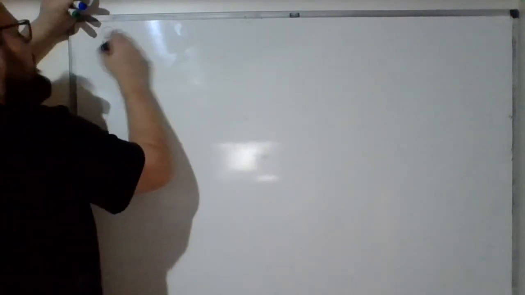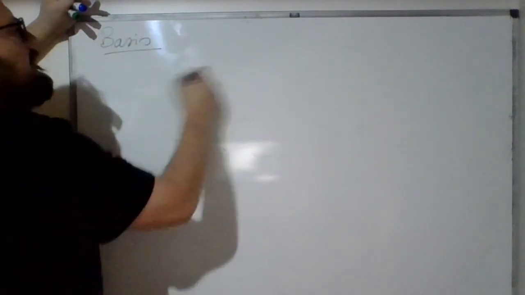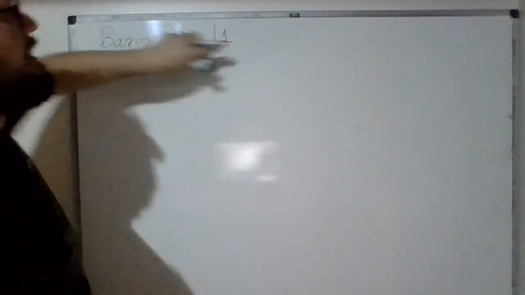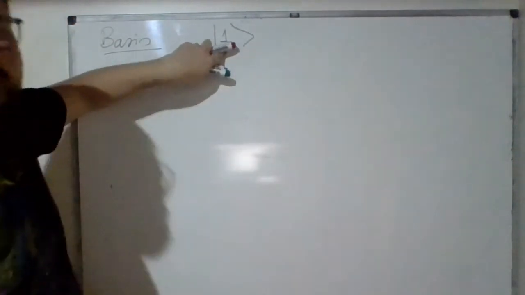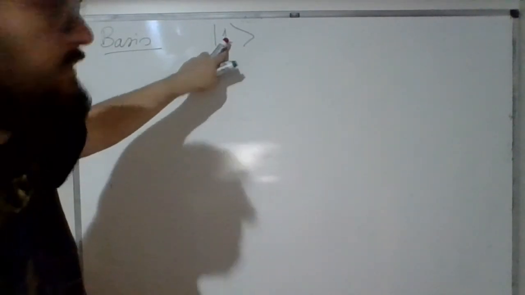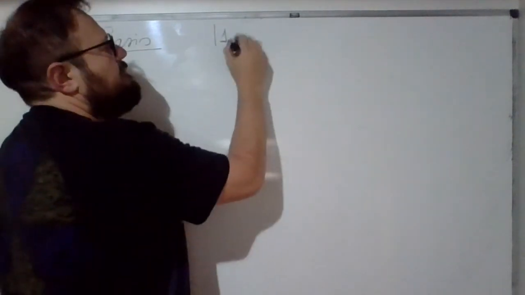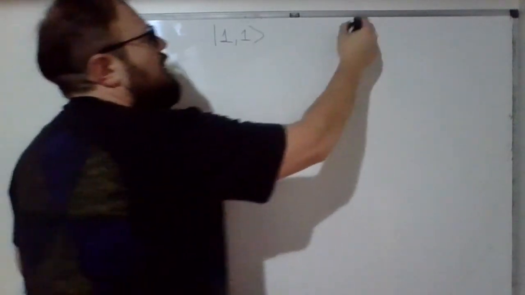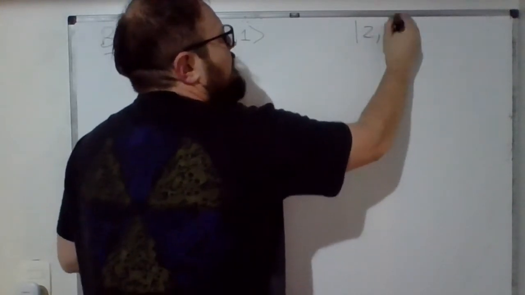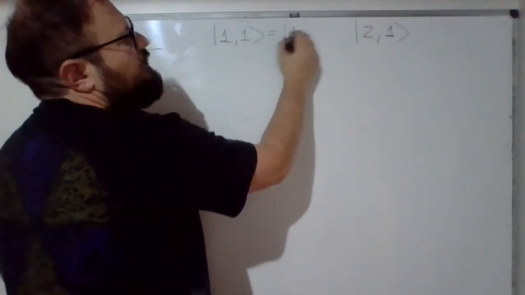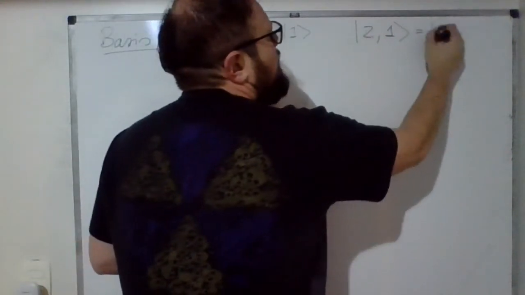Now you are trying to use a basis: a particle which can be in box number 1 at the first level, or a particle in box number 2 at the first level, which we will call just 1 and 2. All right?